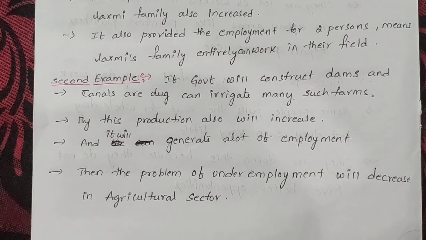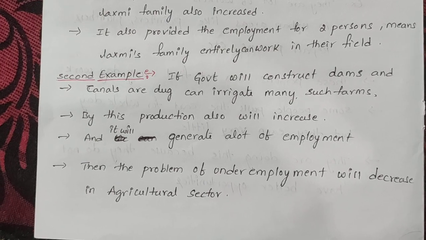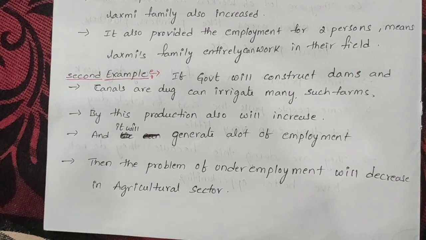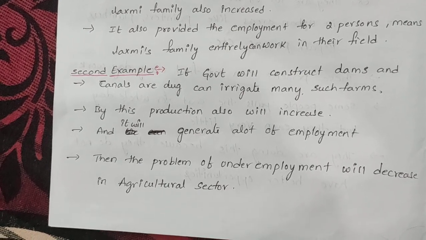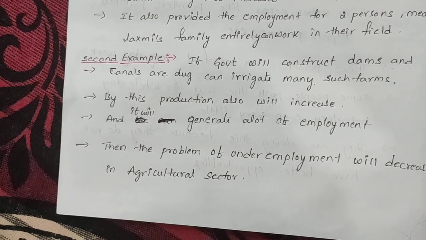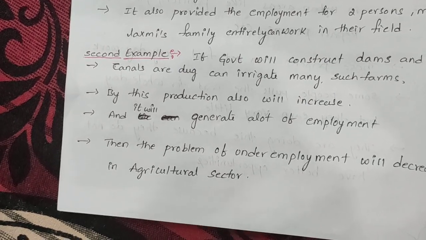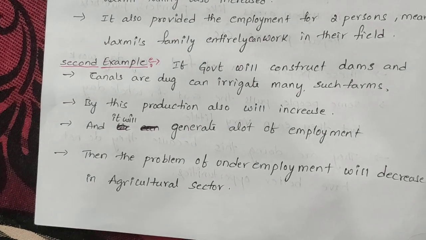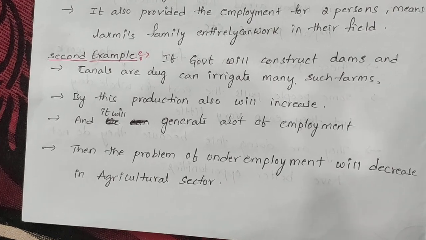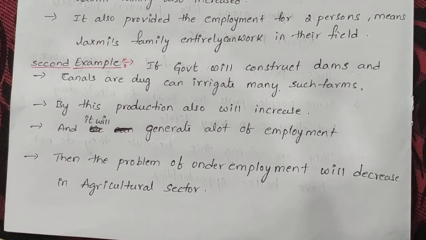In the same manner, if the government, instead of constructing a well, constructs big dams, then they can store more water. The stored water will be used to irrigate some lakhs of hectares. Whenever some lakhs of hectares are newly cultivated, it will generate employment for a lot of people, and agricultural production is also going to increase. Then mainly in the agriculture sector, whatever unemployment and underemployment was there is going to decrease.